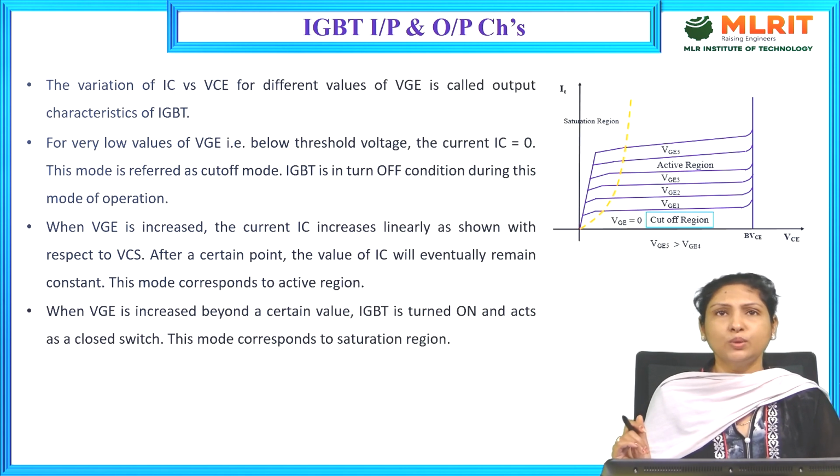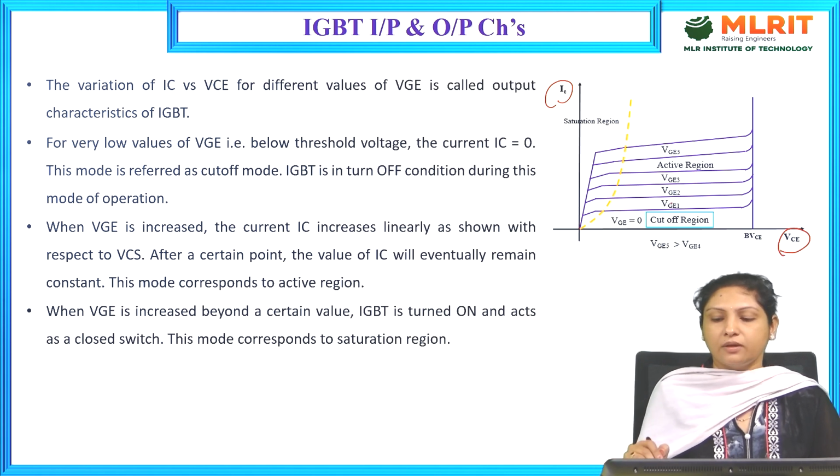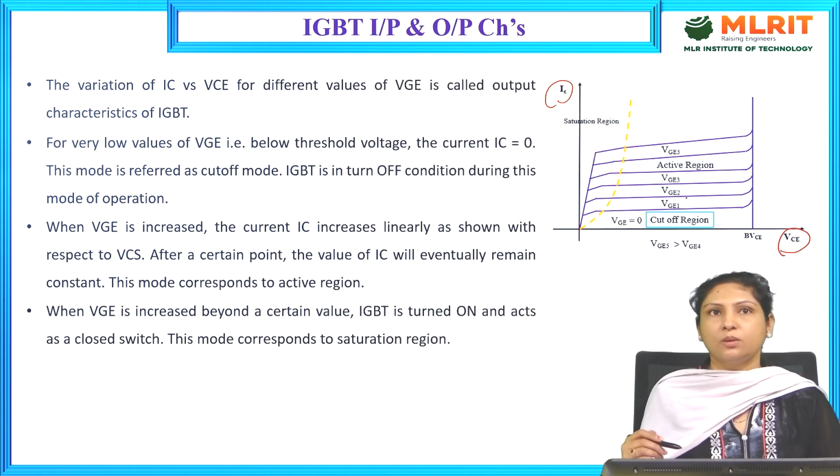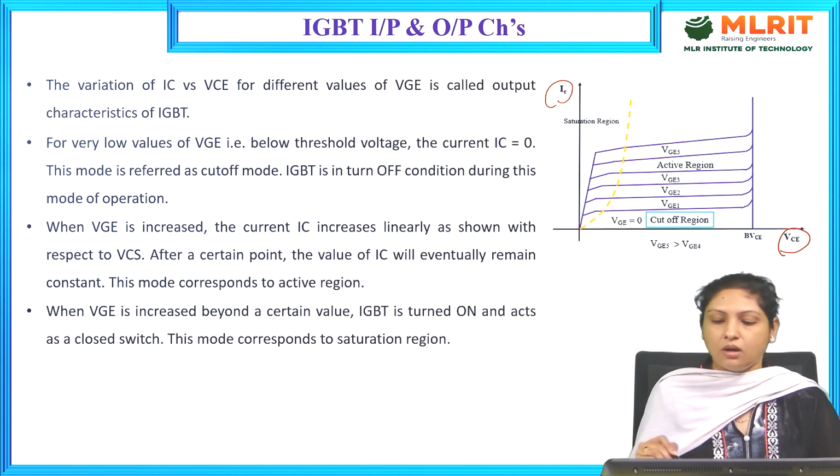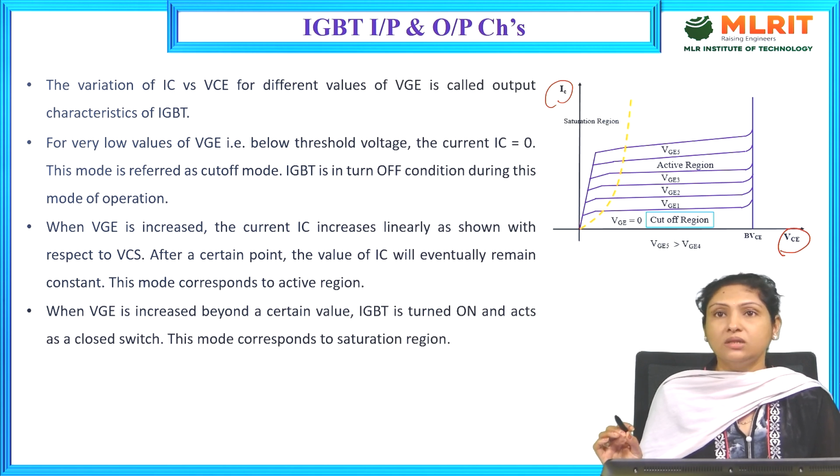And then we have the output characteristics of the IGBT, and this is the graph of collector current IC versus collector to emitter voltage. When gate to emitter voltage is 0, the device will be in the off condition and there is no current flow through the device, and we call this condition the cutoff region. During the cutoff region, the IGBT will be operating as an off switch.